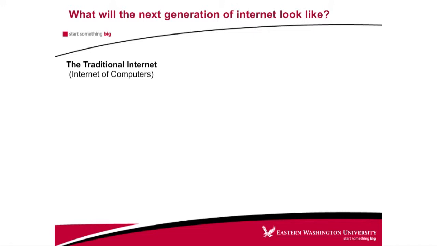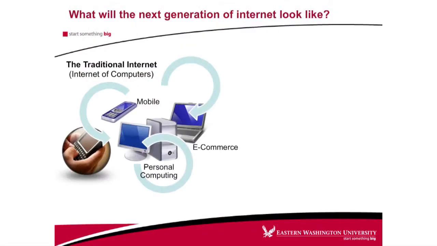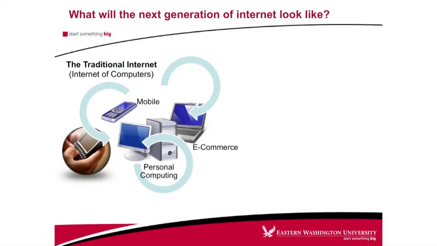So what will the next generation of internet look like? Obviously big data and the internet are traditionally connected. The way I've always thought of the internet and how it was originally formed, back in the 90s, was just a connection of computers. So it's a network of computers. We could call it the internet of computers, whereas the new internet is much broader than that.